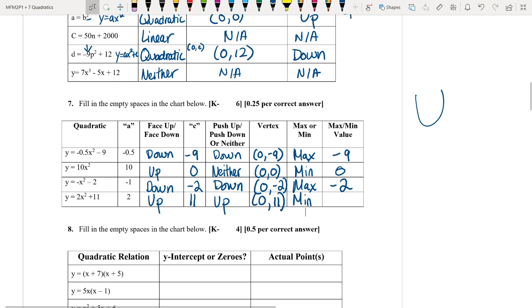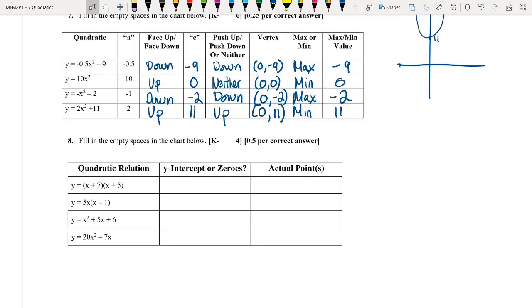And the min value is going to be 11. And you could think of this graph as looking something like this, where this would be 11, okay? And it would be thinner than x squared.